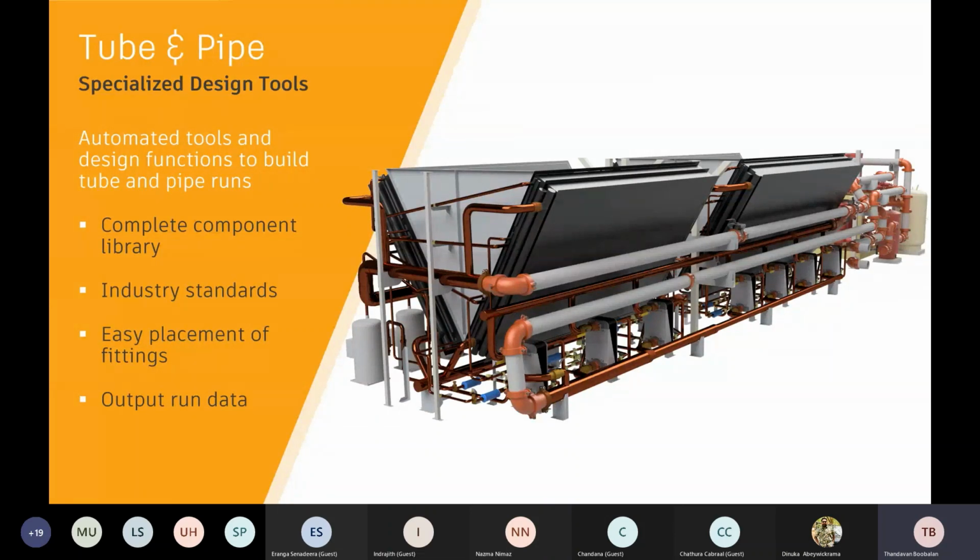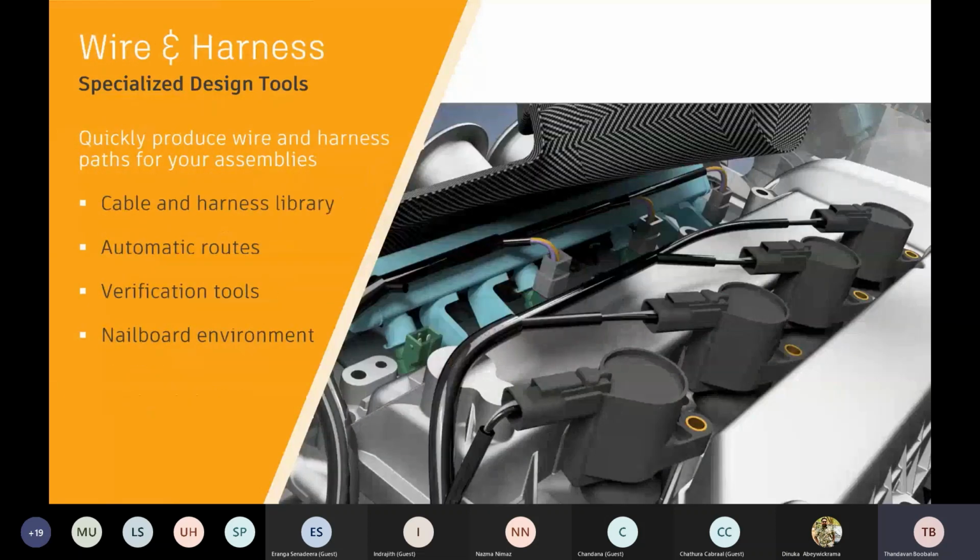Okay, this is also one of the features available within Inventor. And the other thing is around electric wire and harness. Every assembly requires some electrical wiring, right? And you don't need to go for a different solution to do all this wire routing. You can use Inventor itself, in the same environment.